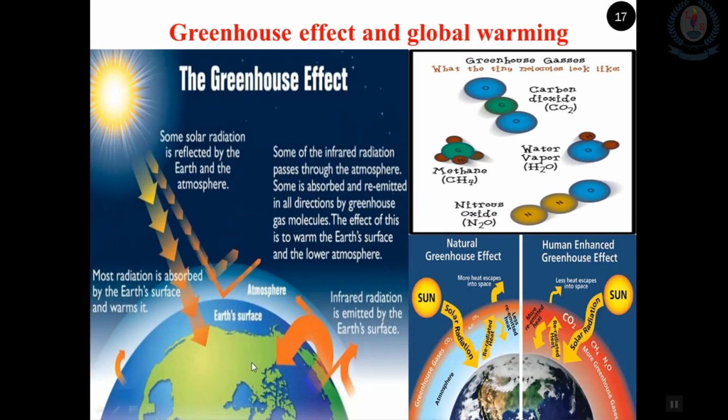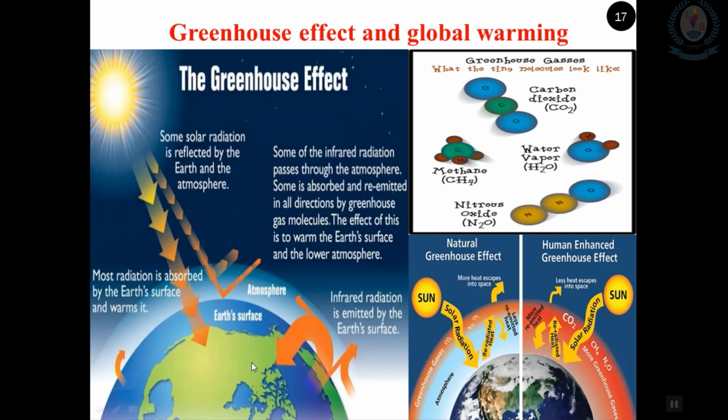Greenhouse effect and global warming. We will move on to this part. And the earth we live on has liquid water, which is the essential necessity for life on earth. So the temperature of the earth plays an important role for the existence of liquid water on earth. It's not too hot or too cold.